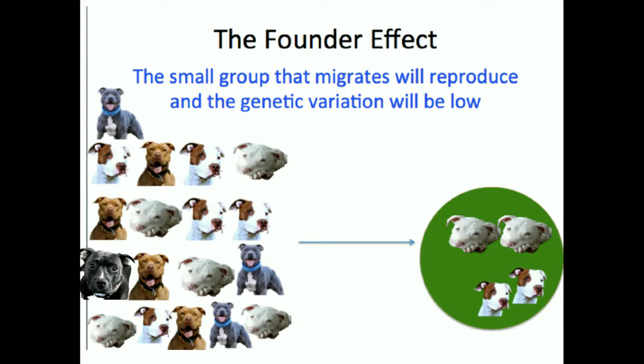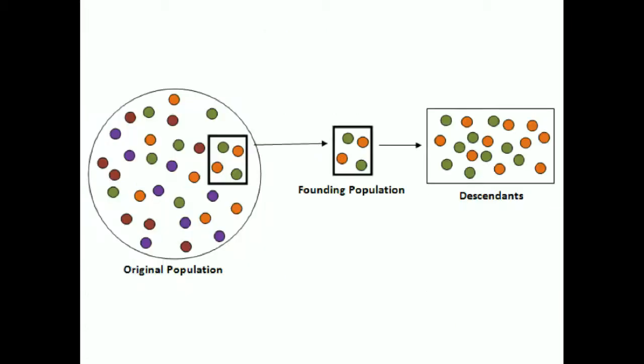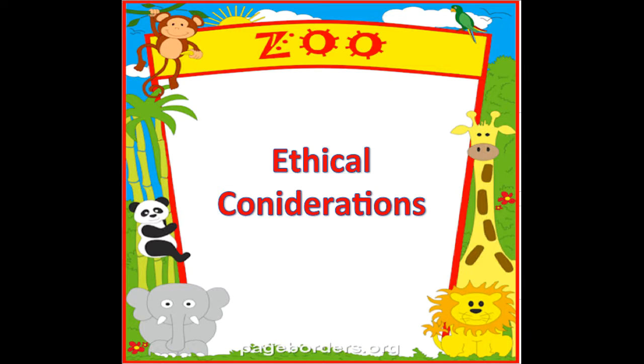You will also see in this slide that the original population has many diverse colors, and then you go to the founding population and you only end up with 2 colors, which then their descendants are only representative of those 2 colors and not the whole original population.